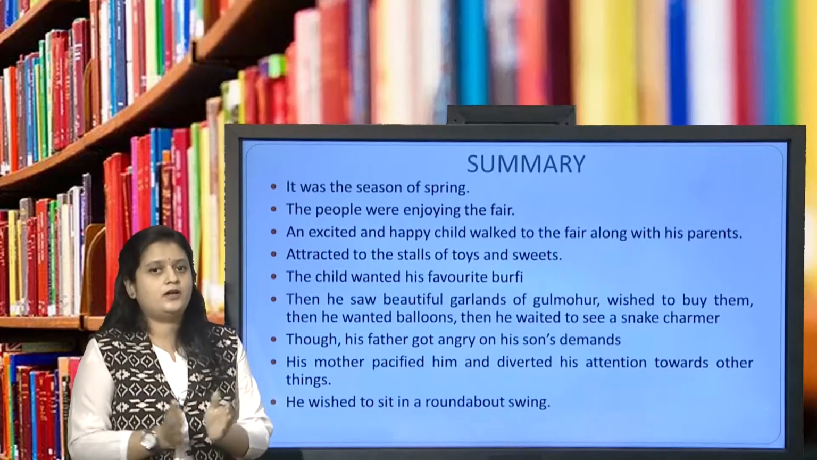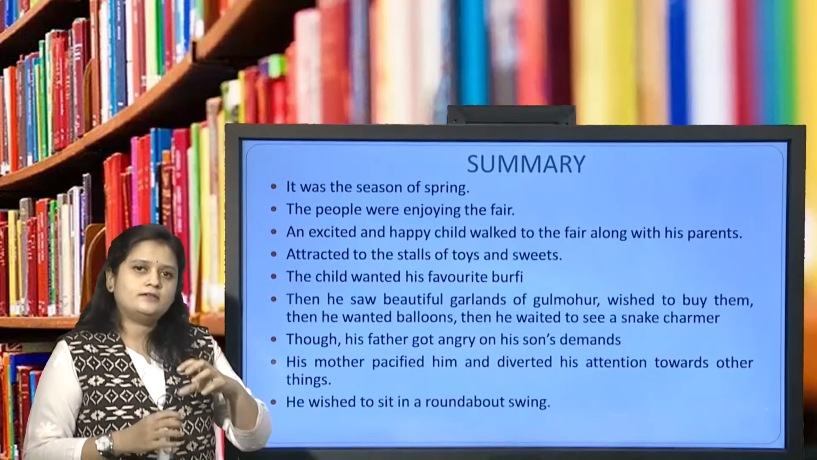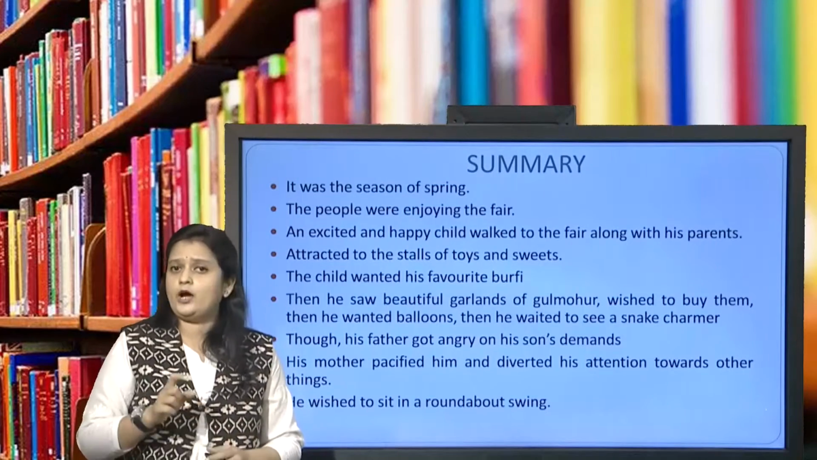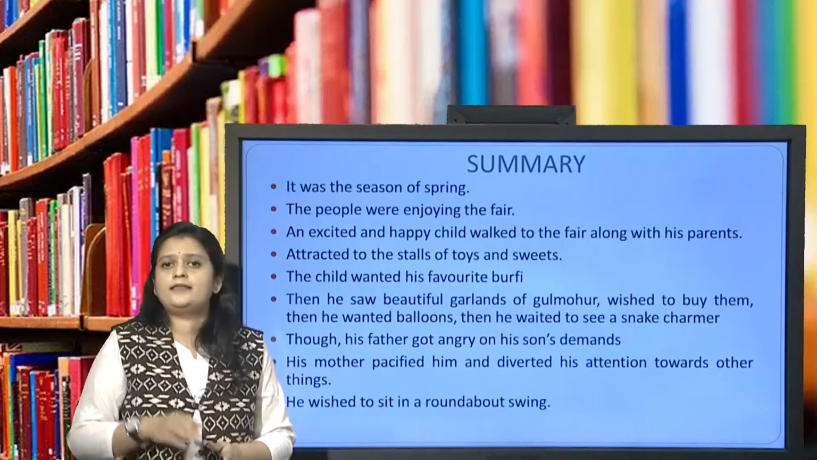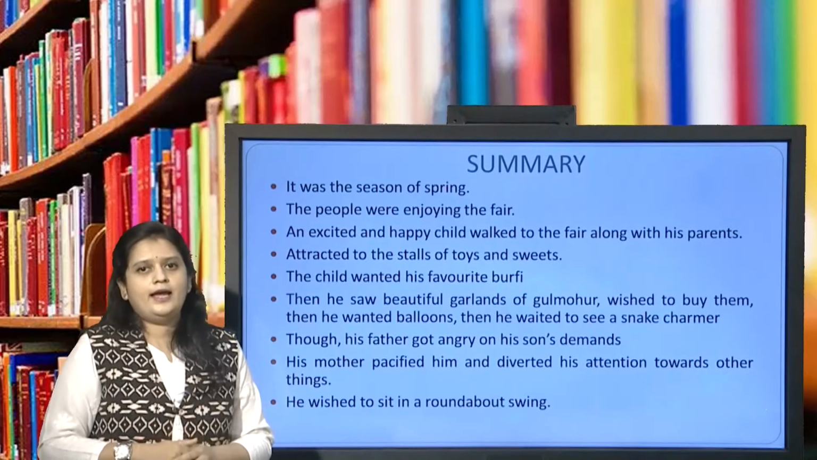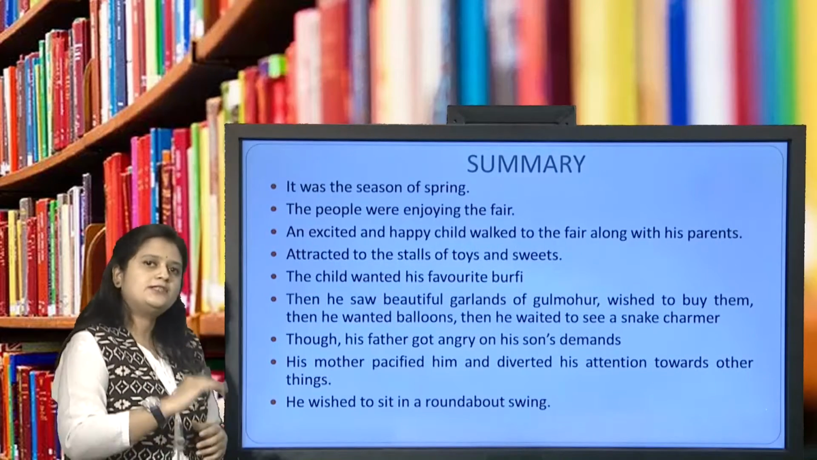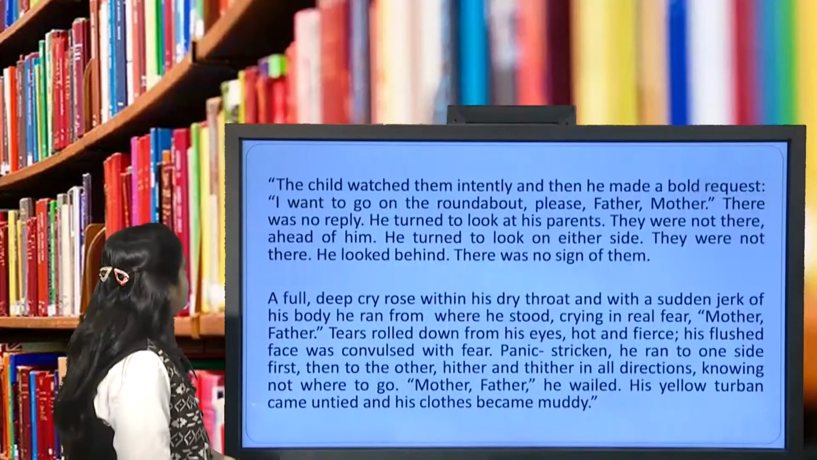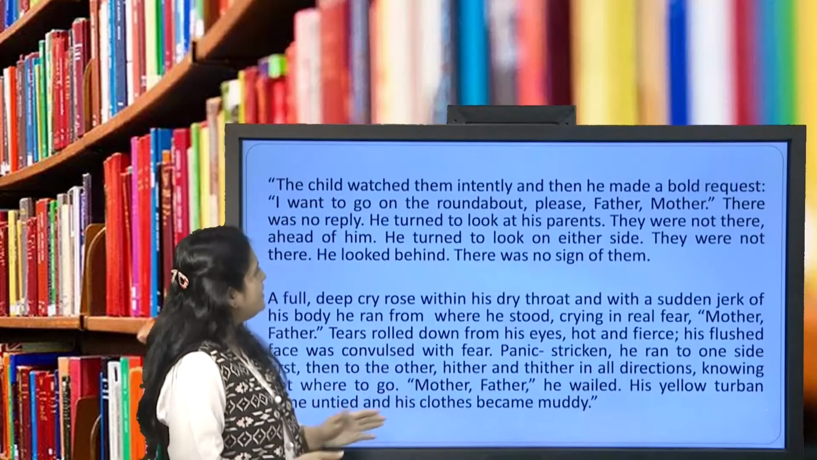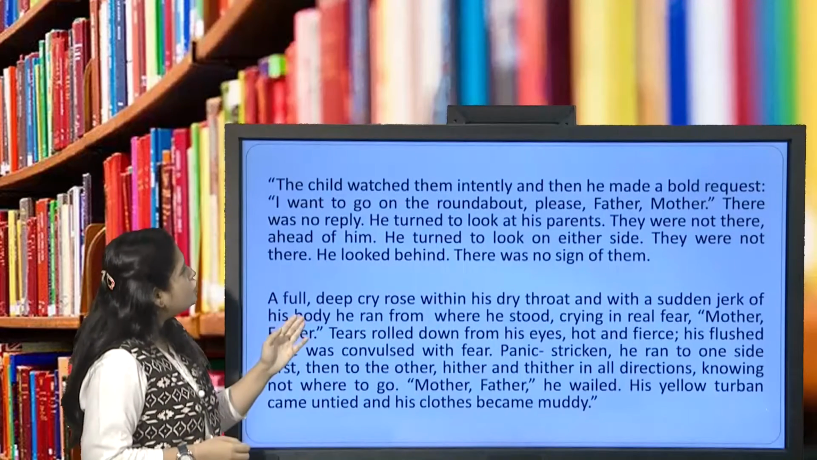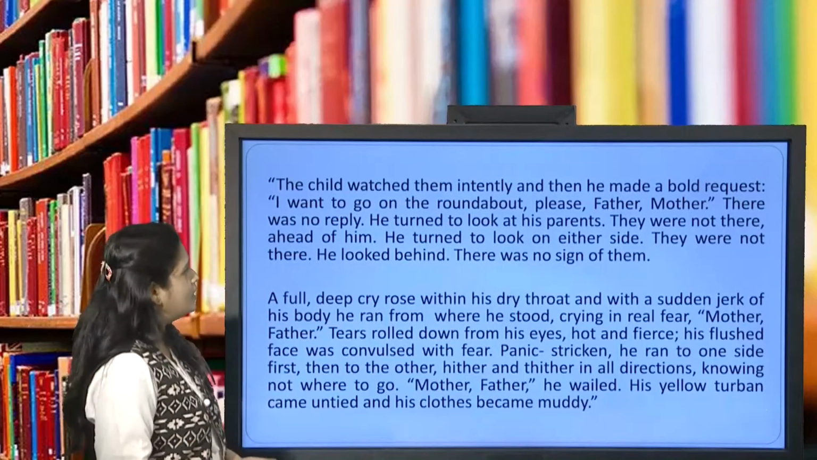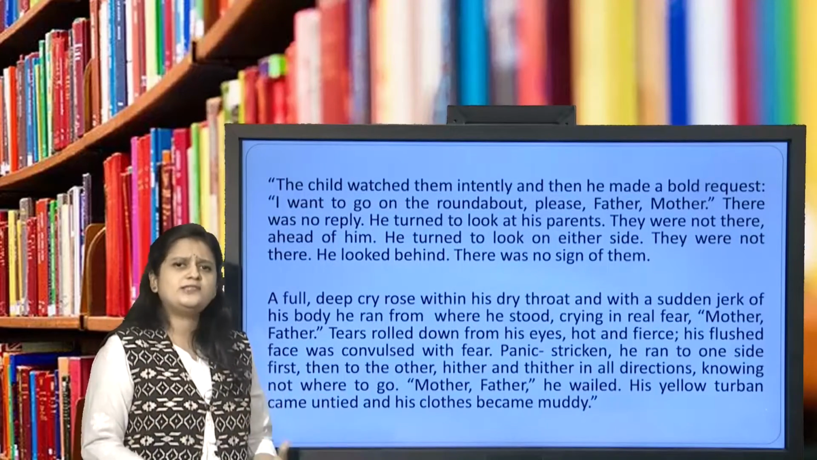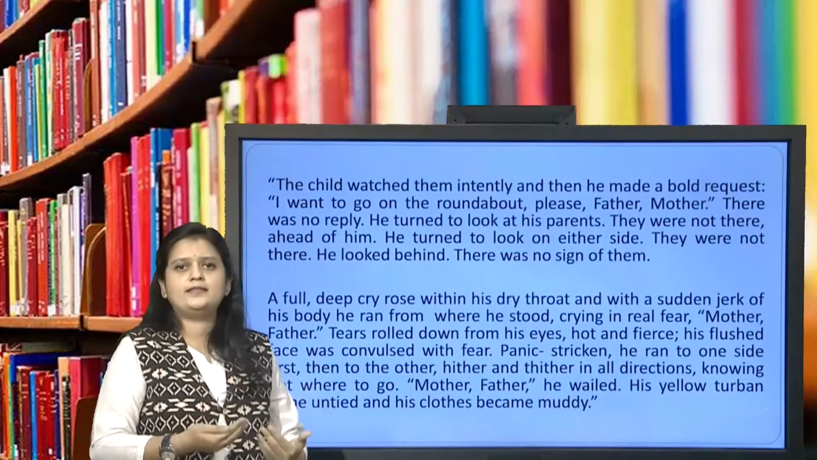But then the child decides. There is a big round swing, a roundabout, that he is attracted to, and now he makes a bold request: I want to sit in the swing, and you cannot refuse that. But what happens before he is about to make the request? The child watched them intently and then he made a bold request. I want to go on the roundabout. Please, father, please, mother. There was no reply. So all this while, these three people, parents and the child, were alone.